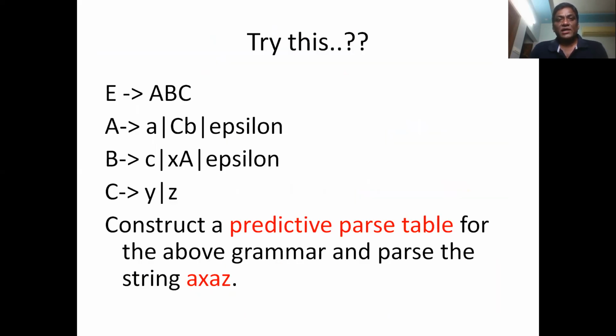And this is an assignment for you. Please, all of you, note down this grammar and try to construct the predictive parse table, and also parse the string AX/AZ after constructing the parse table. Okay. And this is not so easy, because if you look at this ABC, while calculating first sets, first of A contains epsilon, first of B also contains epsilon. So while calculating first of E, you need to take first of A union first of B union first of C. So be careful while calculating the first sets. This is a difficult problem.